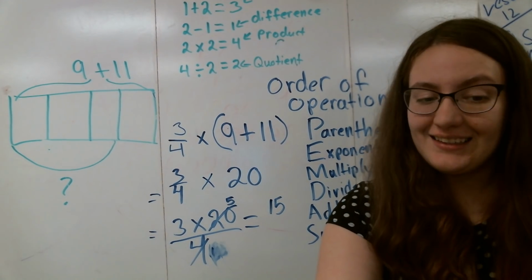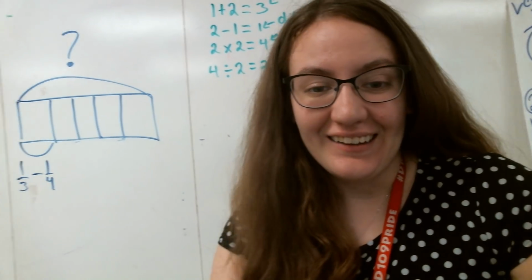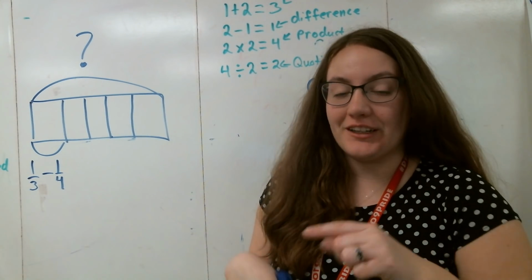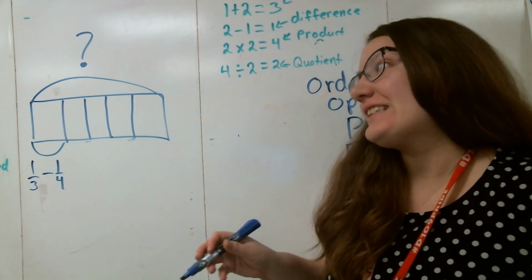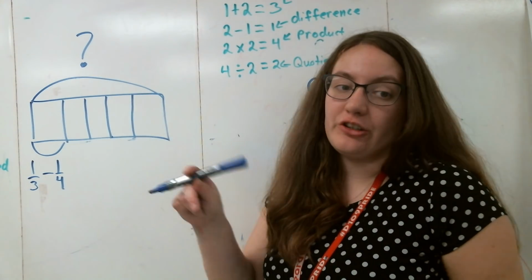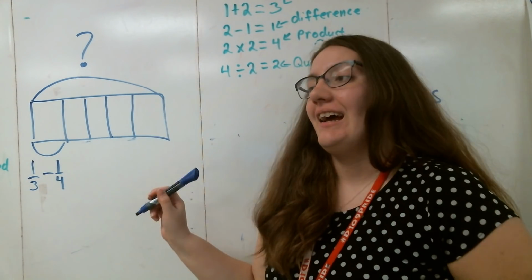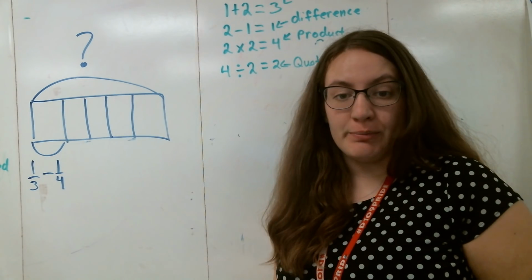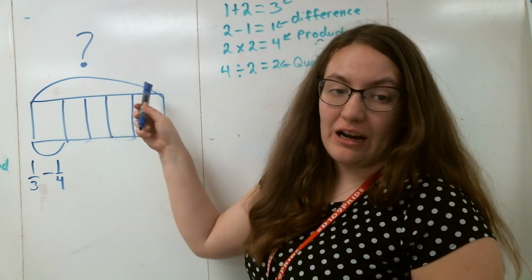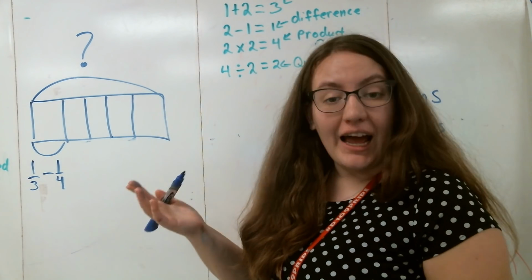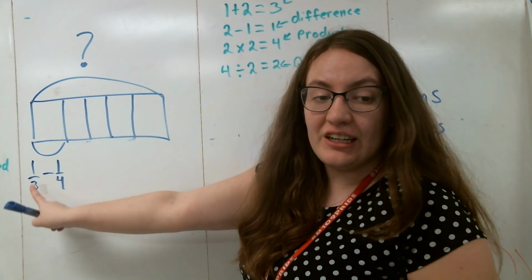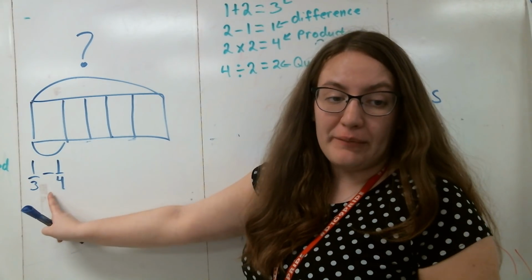All right, so I have our next problem up. And this one's a little bit trickier because we're going to switch things up just a wee bit. And for this problem, normally, like I told you last time, you would want to start with the whole, and you would use that to start off your expression. But in this case, I don't know what my whole tape diagram equals to yet. All I know from this tape diagram is that one section equals a third minus a fourth.